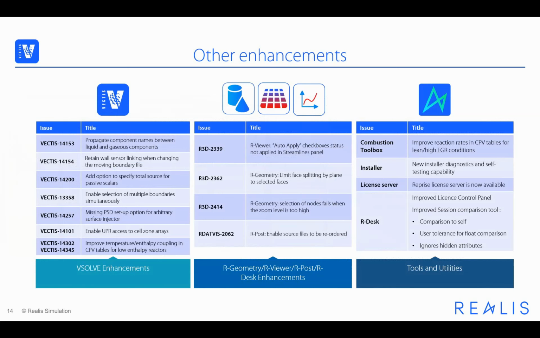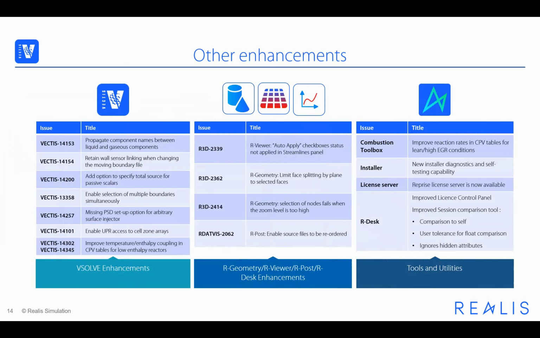In the pre- and post-processing tools, the following enhancements have been introduced. In RViewer, the auto-apply checkboxes in the Streamline edit panel were not accounted for. This has been corrected, enabling a faster streamline setup. In RGeometry, the phase splitting tool has been extended such that the split is applied to the current selection of faces, or when none are selected, to the whole model. This provides users with finer control over the resulting geometry.